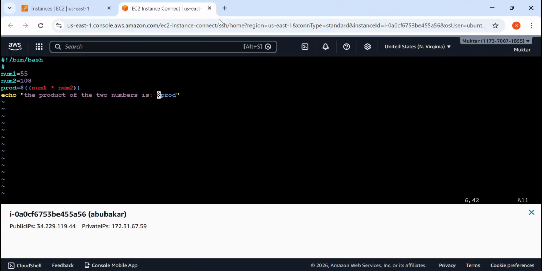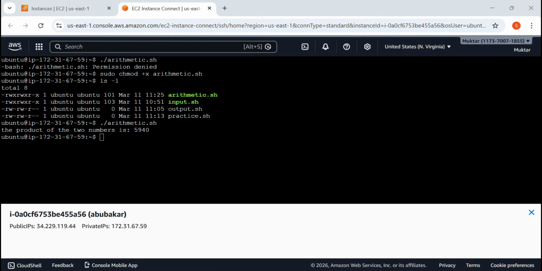Let us check out what is going to give us as the answer. As you can see right now, it showed us the answer. I did dot slash arithmetic dot sh. So it showed that the product of the two numbers is 5,940, like we did.